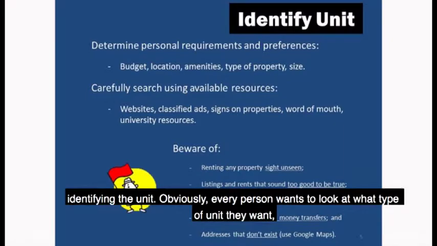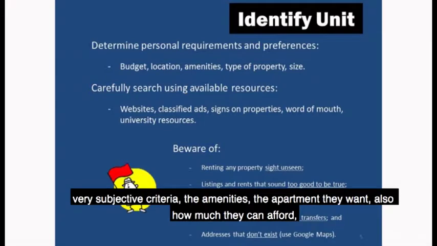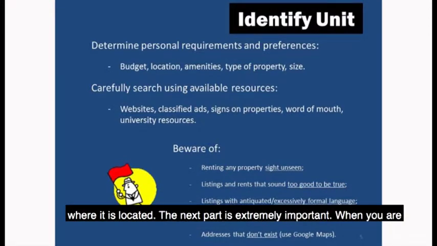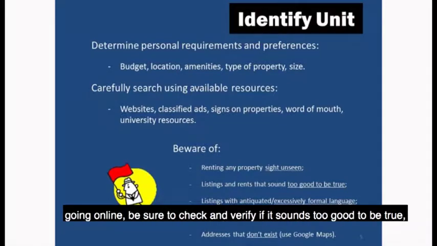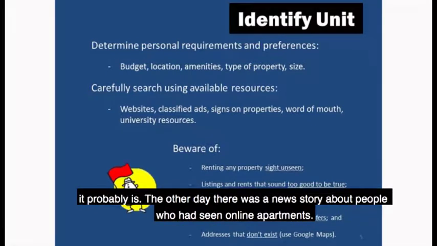Obviously, that person wants to look at what type of unit they want, very subjective criteria: the amenities, how big of an apartment they personally want, also how much they can afford, where it is located. The next part is extremely important. When you are going online, be sure to check and verify. If it sounds too good to be true, it probably is.